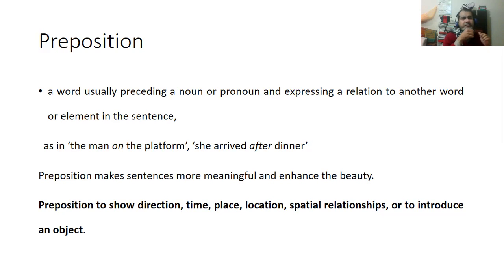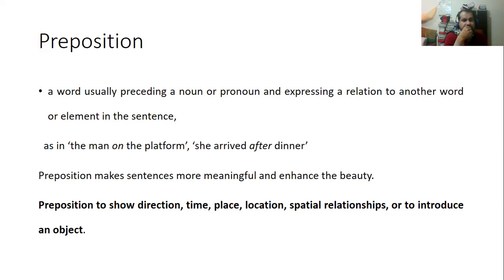So what's the purpose of using preposition in a sentence? Why do we use preposition? Preposition makes sentences more meaningful and enhances the beauty of a sentence. And for the reader, it is very easy to grasp the inherent meaning if you use a preposition. And you'll see prepositions are used in all the languages, in Arabic or Hindi or Urdu. They also use prepositions very widely.